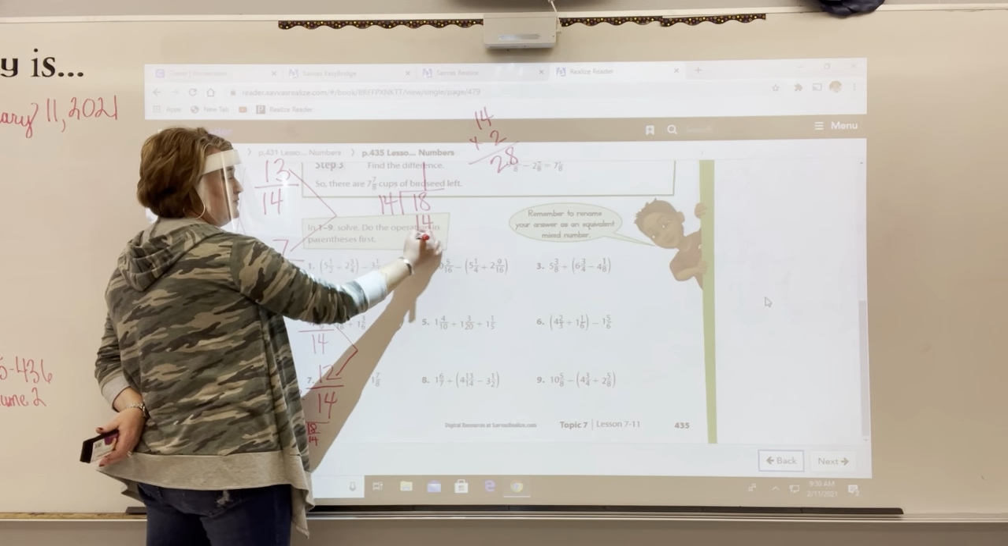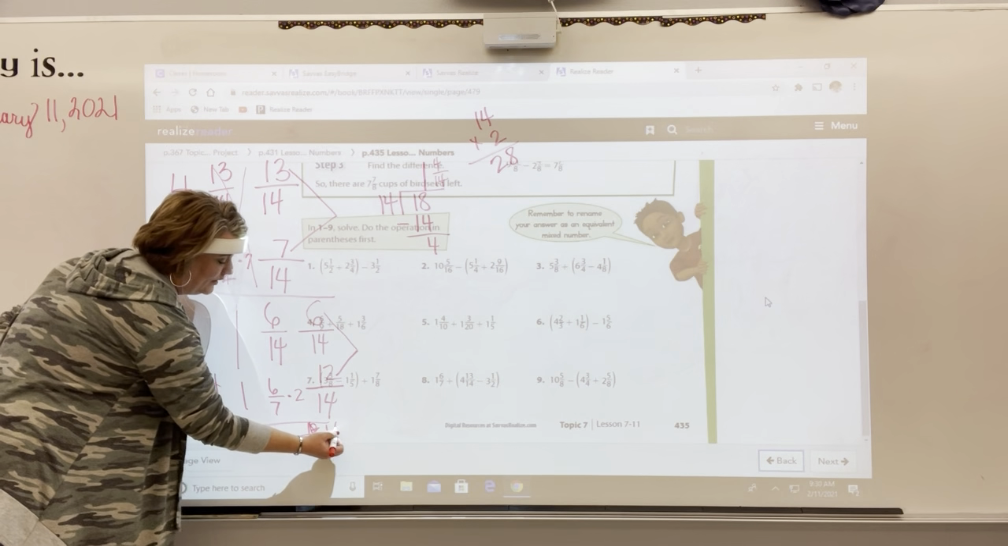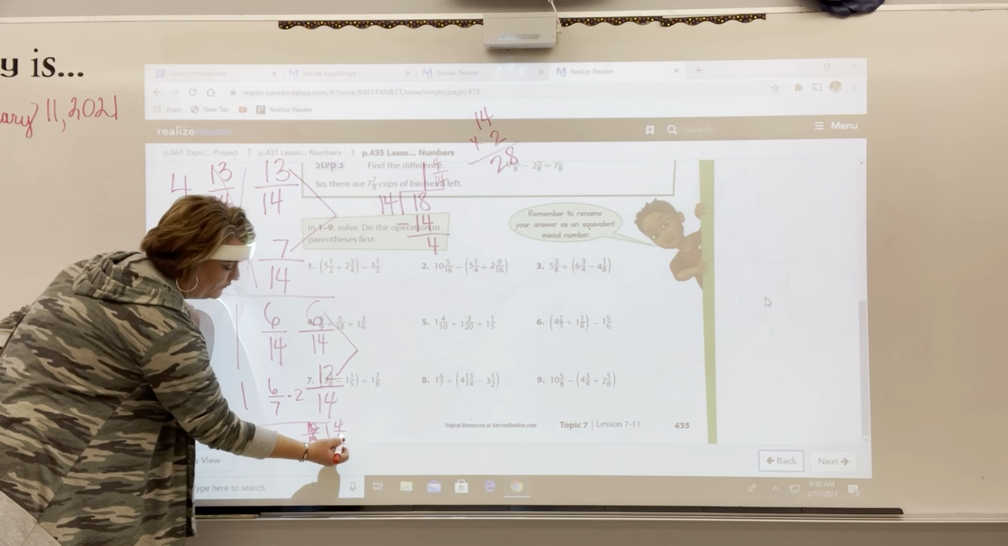Now come down to your problem and mark out 18 14ths. That's not his name anymore. His name is now 1 and 4 14ths. So if you combine that 2 with the 1, you're going to get 3 and what? 4 14ths. Do y'all like that answer? No. What do y'all have against that answer? Colin, tell me what to do now. Now we have to reduce.